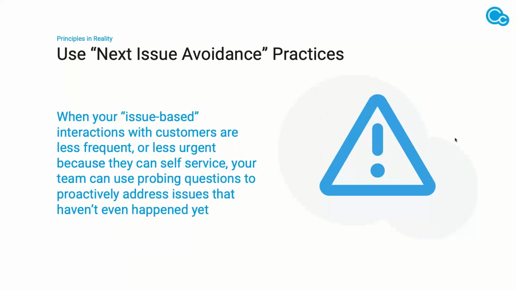The next item we talked about was next issue avoidance. I spent a good bit of time on this, so I'm not going to go too in depth, but it's all about, if you're having less frequent interactions and they're less urgent because customers can self-service, you want to make sure that you're giving proactive tidbits. So, hey, I know you were calling today about inventory or about order status, or maybe you were doing an RMA, but now I'm going to say, or indicate, that there's things you can do on your own.